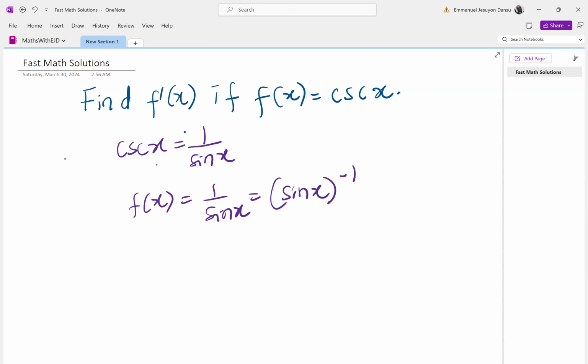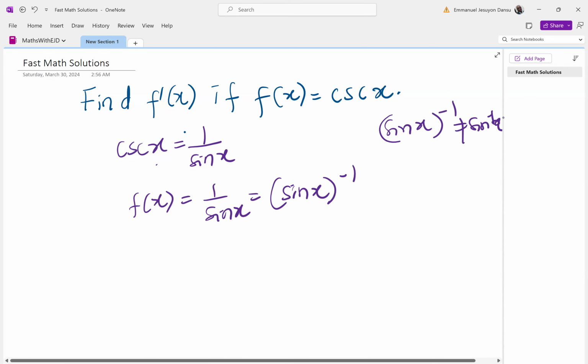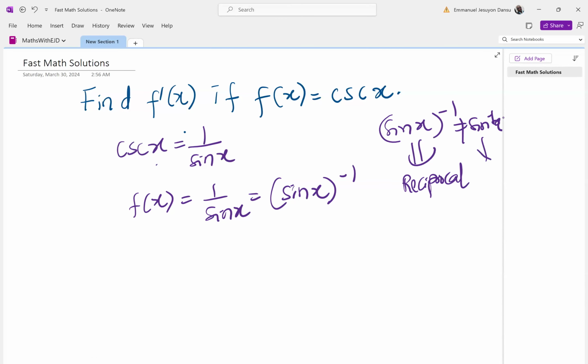Again, I keep warning, don't you ever mistake sine x raised to power minus 1 for arc sine of x, because this is actually the reciprocal, while this is the inverse. Extremely important to understand that. So in this case, we are dealing with the reciprocal, right?